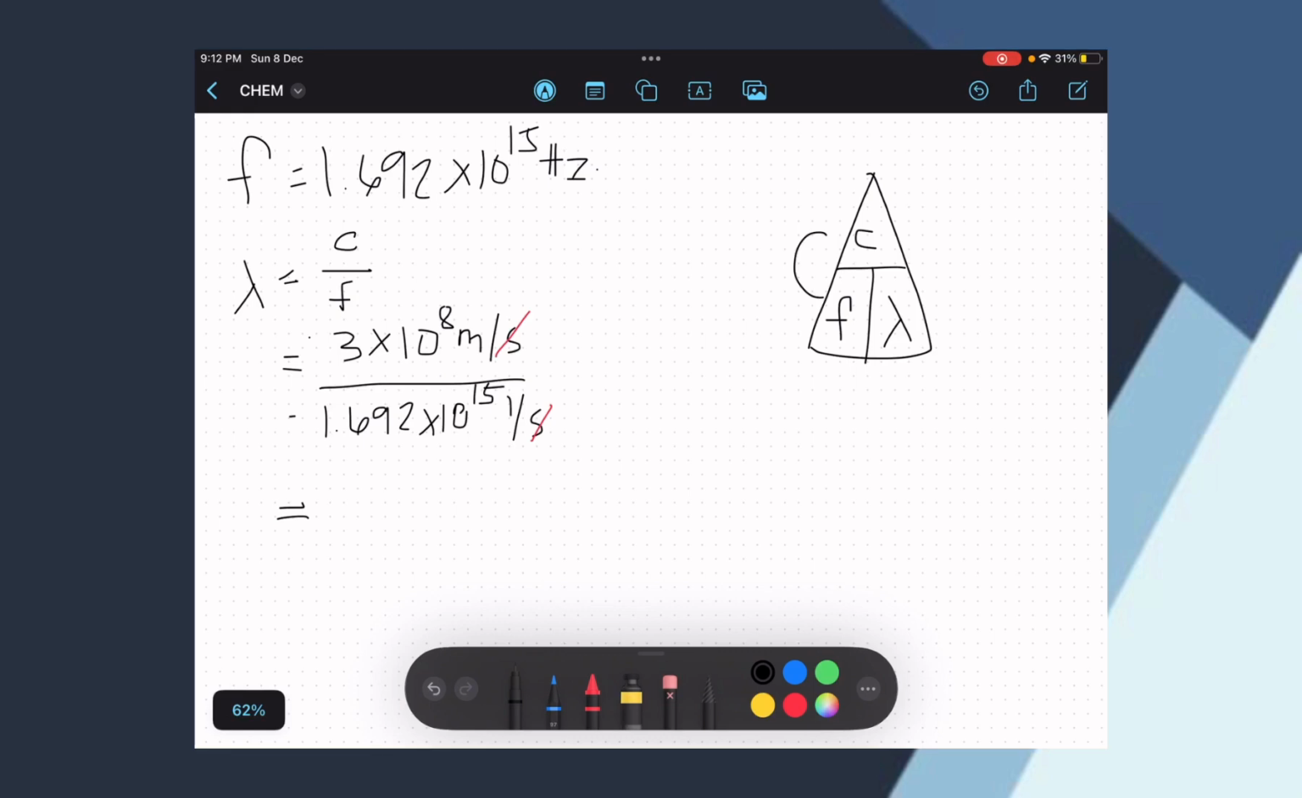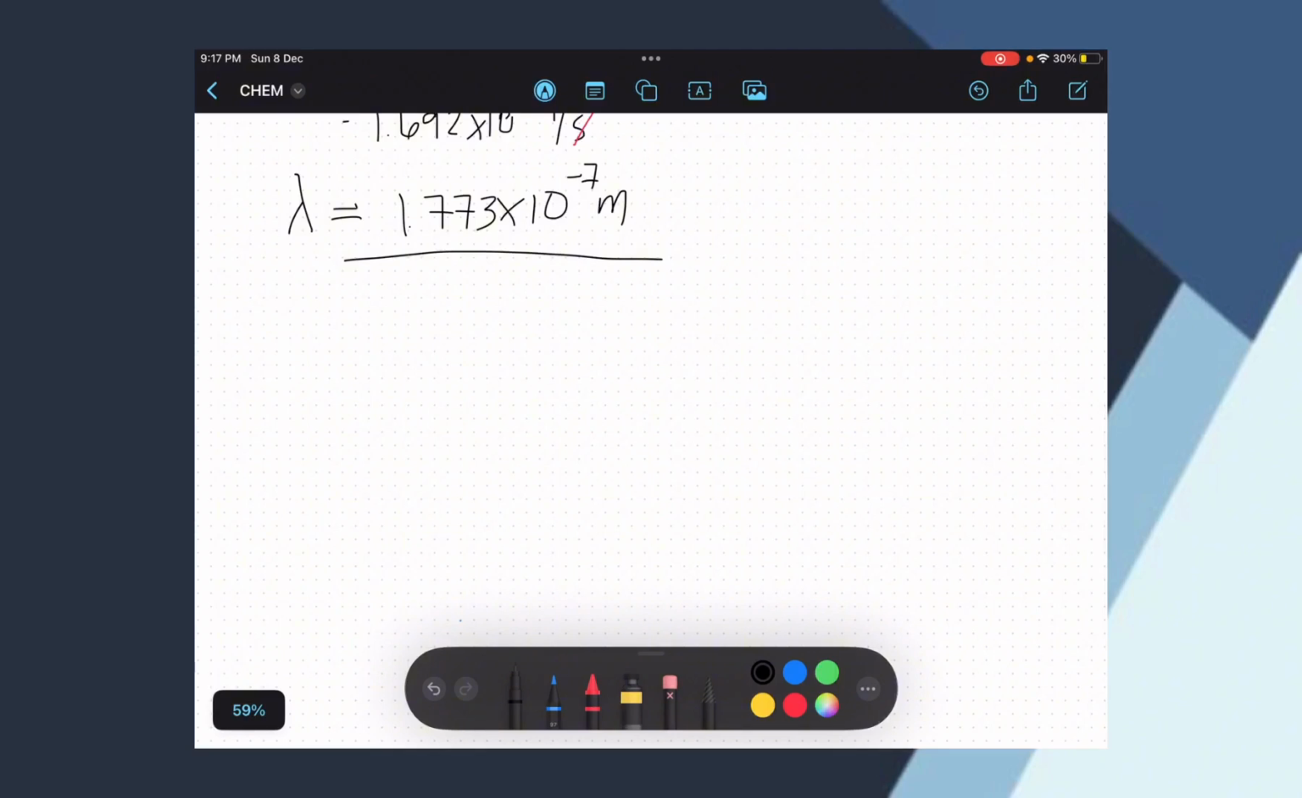So if we divide the given constant by the frequency, we will have 1.773 times 10 to negative 7 meter. So this is now our wavelength, and that is how you calculate the wavelength.